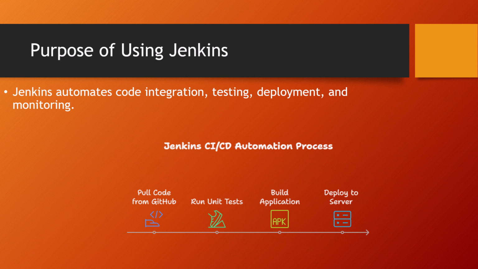The primary purpose of Jenkins is to automate the software development process, especially the stages of integration, testing, and deployment. Jenkins reduces the complexity and risk associated with manual deployments by automating these tasks.